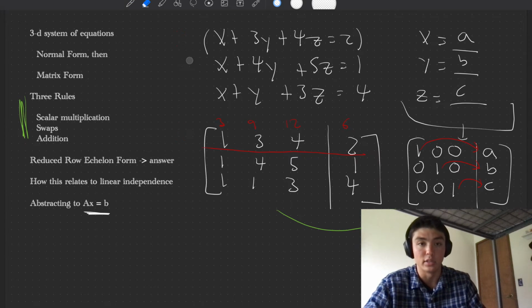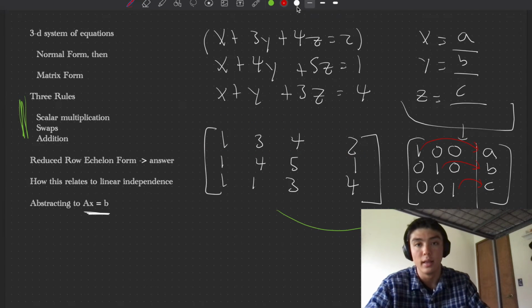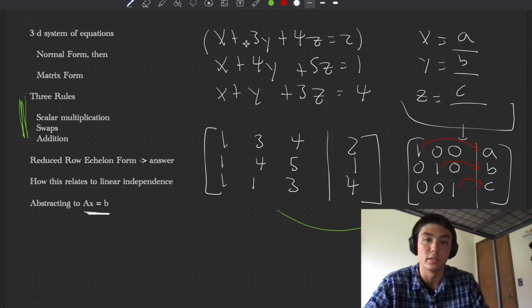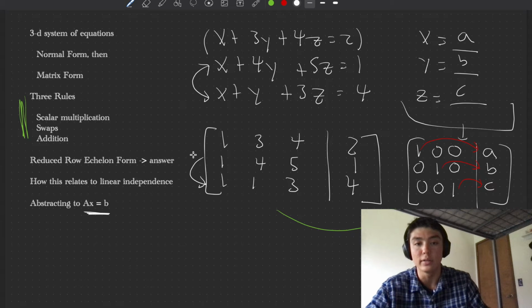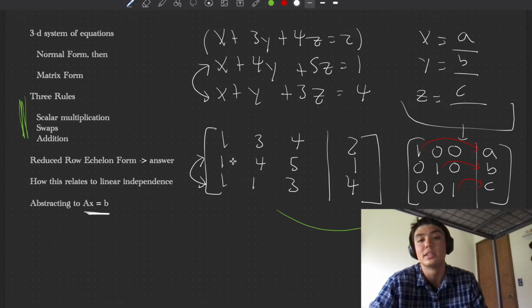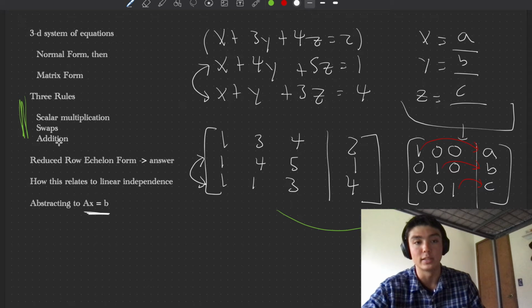Let's go on to the second rule, swaps. What this means is that we can swap any row for another one. This is also easy to make sense of because if you look at our original equations, if I wrote this equation here and this equation here, it wouldn't change the ultimate answer. I've just written the equations in a different order. Likewise, in this matrix, I'm allowed to switch rows and we'll still have the same system of equations that we're working with. So that second rule makes sense.